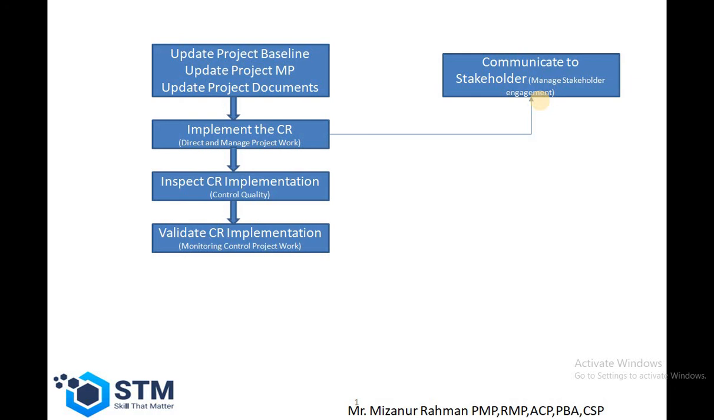Then the project manager has to implement that CR, and the project manager also has to communicate to the stakeholders that your change is going to be implemented. Then as a project manager, you need to inspect the CR implementation, then validate the CR implementation. If the CR is not approved by the change control board, then the project manager also has to update the change log and inform the stakeholders that the change control board has rejected the CR.